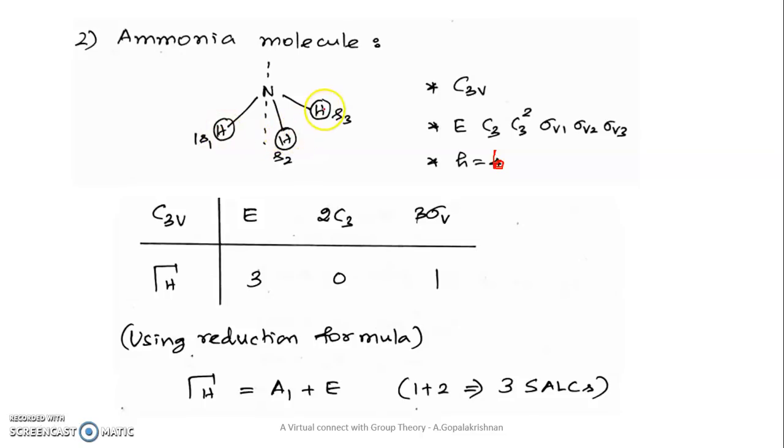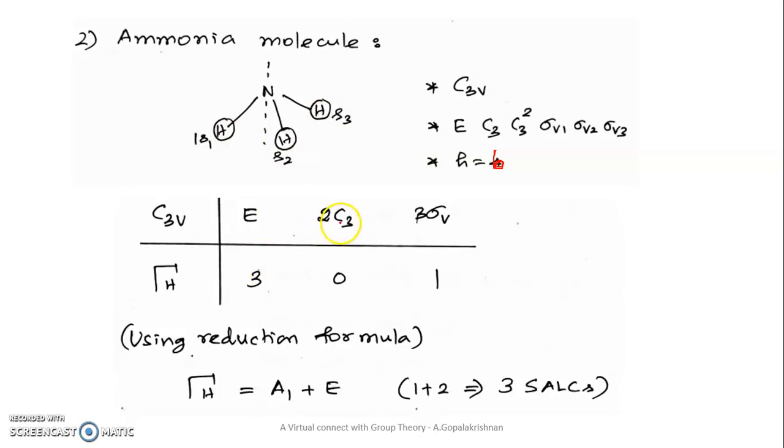I'll take the s orbitals of these hydrogens. See, the central atom is nitrogen here, and we have 3 surrounding hydrogens. The hydrogen atom has a 1s orbital. I'll represent this orbital as s1, this orbital as s2, and this orbital as s3. Now we have to carry out the operations and find out how many unshifted orbitals are present. So gamma h means the number of unshifted hydrogens. If you carry out the identity operation, meaning doing nothing, all the 3 orbitals remain as such. So the number of unshifted is 3.